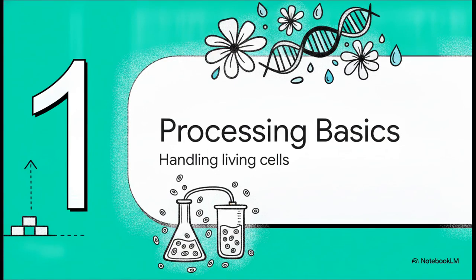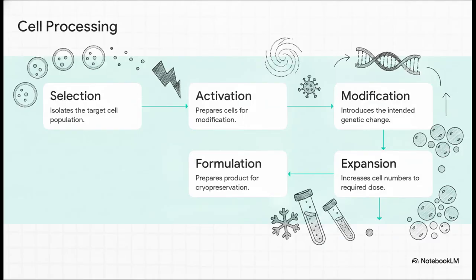All right, Section 1, Processing Basics. Let's see how this all builds from the ground up, looking at the actual unit operations. So let's lay out the biological timeline for cell processing. Honestly, think of this less like a chemistry experiment and more like raising and training a microscopic army. First up, we've got cell selection and enrichment. This is where we isolate the exact target cell population from the starting material.